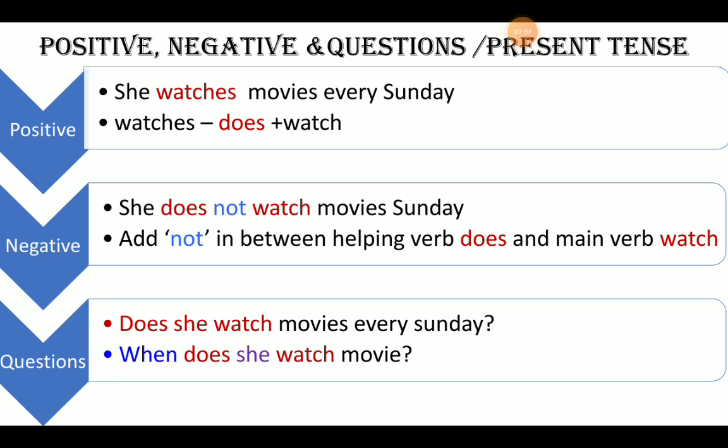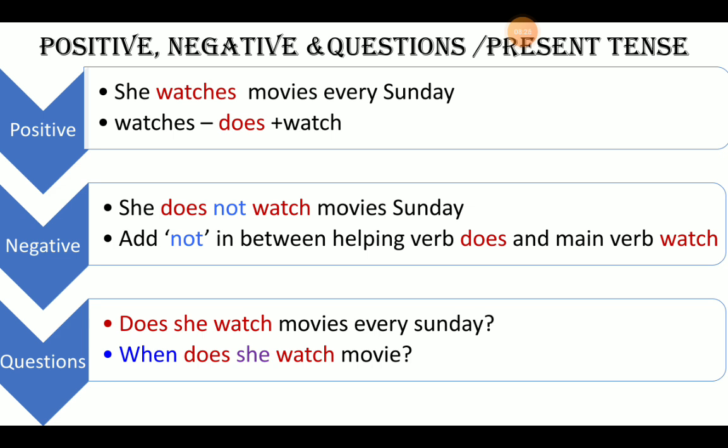We have to add es with the main verb. Okay, she watches movies every Sunday. Here look at the word Sunday. So it is happening every Sunday, that is a habitual action. So we have to use present tense here. In this context, we have to use present tense, right? So it is in the positive form, that is a positive sentence.